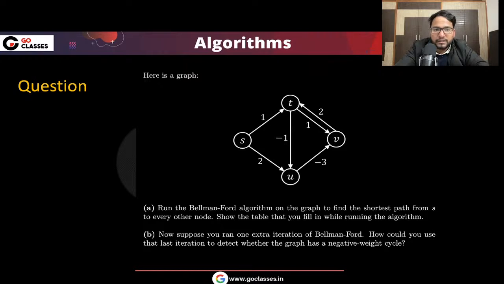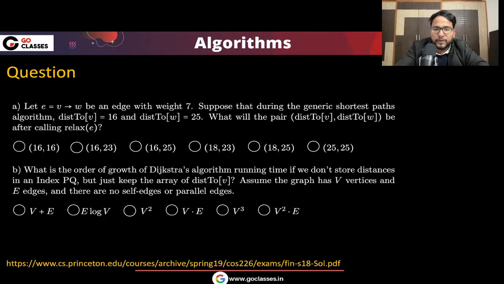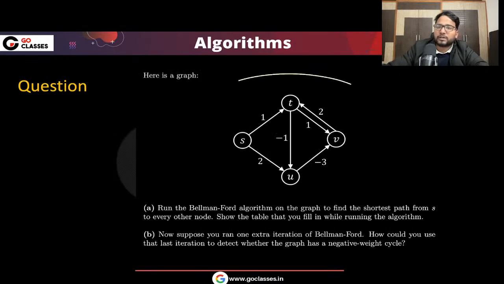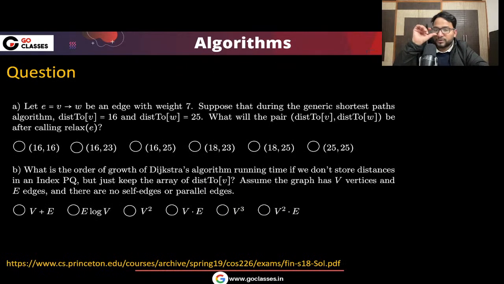Now similarly, I think you can do this particular question. Here also they are asking, can you run the Bellman-Ford algorithm? Okay. Now let's see this question which I have taken from Princeton University. So what they're saying, let E be the edge with the weight 7. So they are saying that there is an edge, okay, with the weight 7.